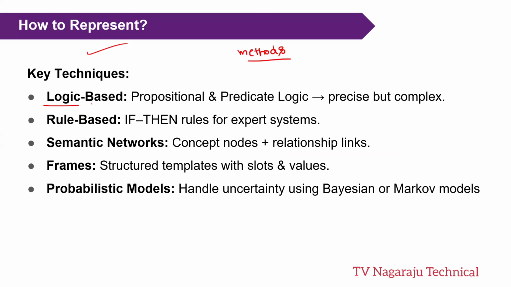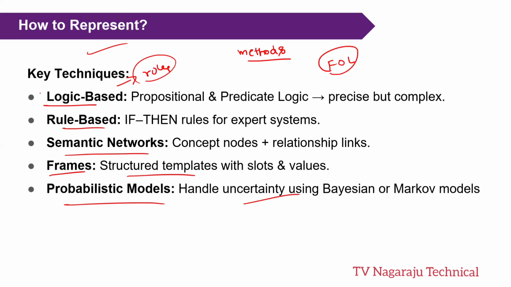The first one is logic-based methods. You simply follow the rules. That is, we are representing the knowledge using either propositional logic or first order logic, or rule-based systems, or semantic networks, that is in a hierarchical or graphical format, simply the nodes and relationships between the nodes, or frames, a structured template for each and every object, or probabilistic models to handle uncertainty. We discussed each and every model in detail in the last session. So move back to that session. These are the different ways.